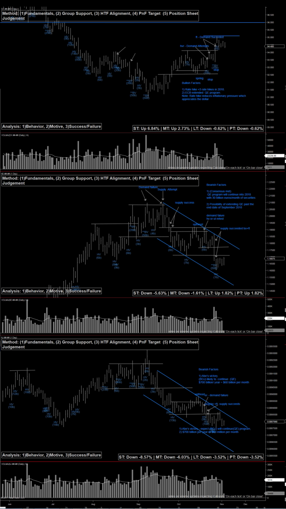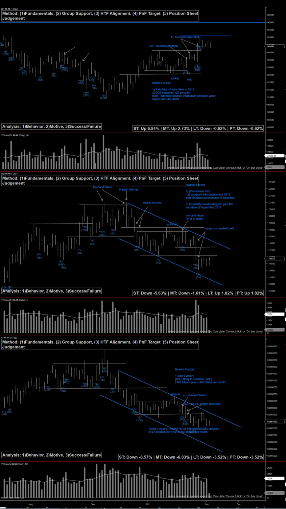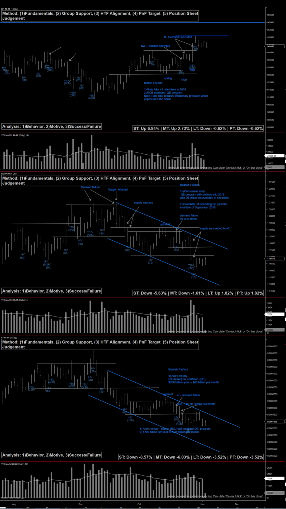Alright, this is the dollar and the euro and the yen. So, it's important to just review your markets.